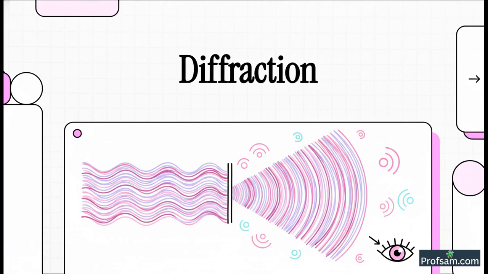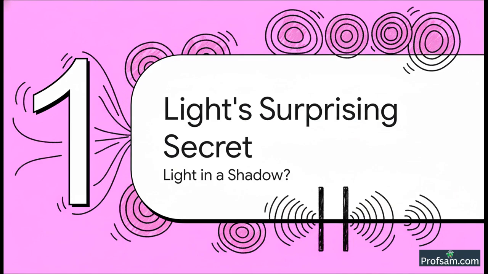marks in your exam. Okay, so let's start with a question that seems to break all the rules we think we know about light. Since childhood, we've been taught that light travels in straight lines and it makes sharp shadows, right? But what if I told you that's not the whole story?